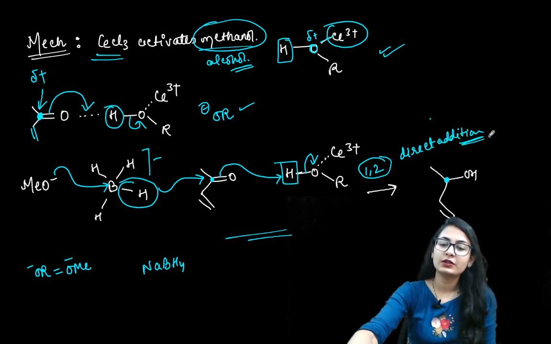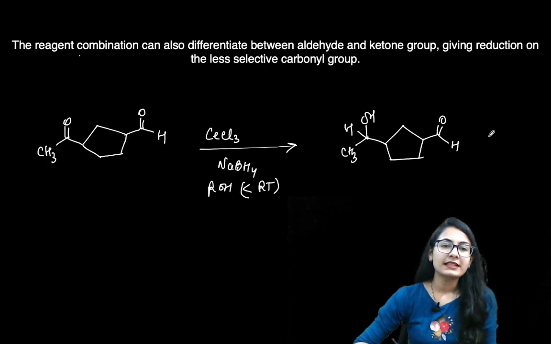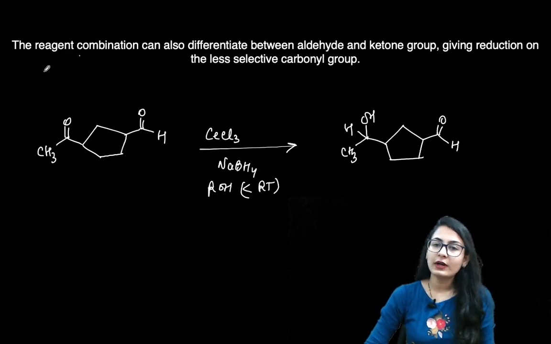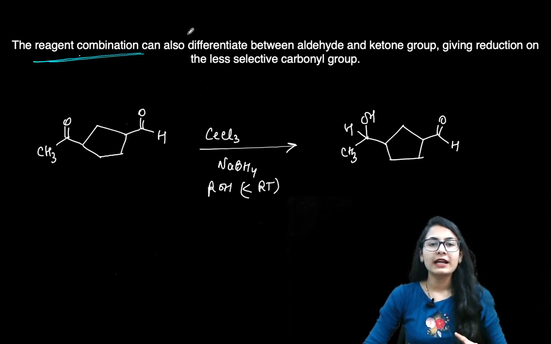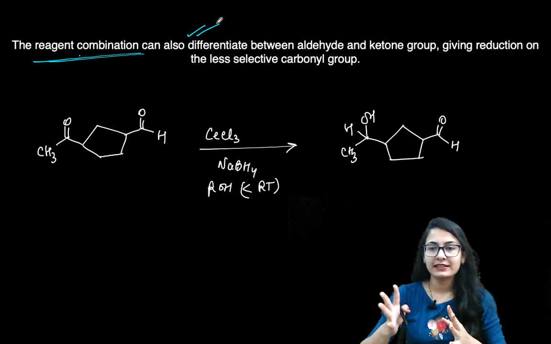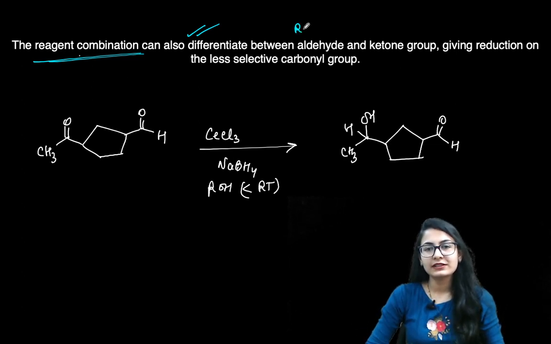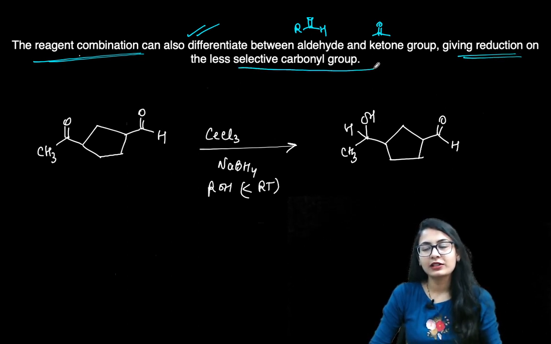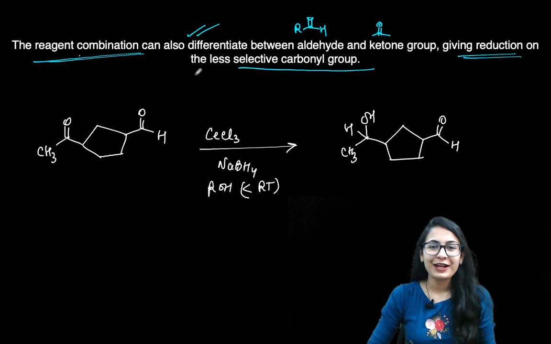Now moving further to another example, let's see. I told you that there is one more application of the same reaction combination. The reagent combination can also differentiate between the aldehyde and the ketone group. How does it do that? It gives reduction on the less reactive carbonyl group. Now you have to decide that for yourself. Which is the less reactive carbonyl group? Definitely it is the ketone. Ketone is less reactive as compared to aldehyde.